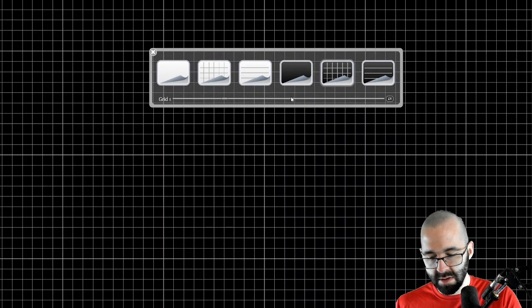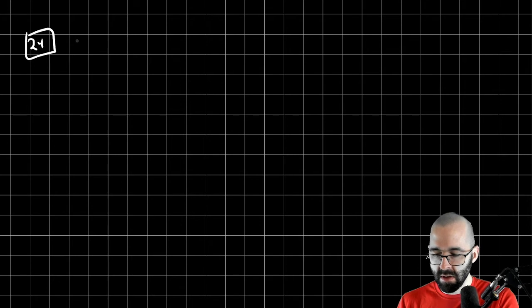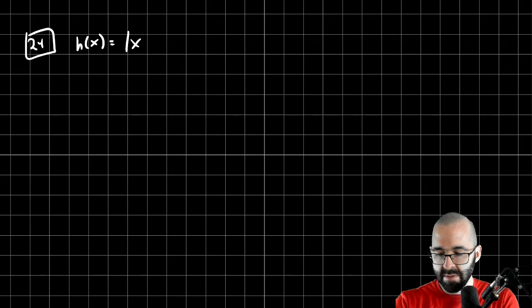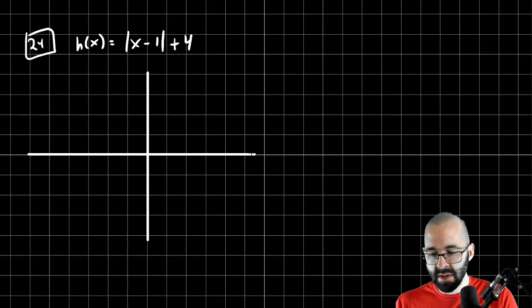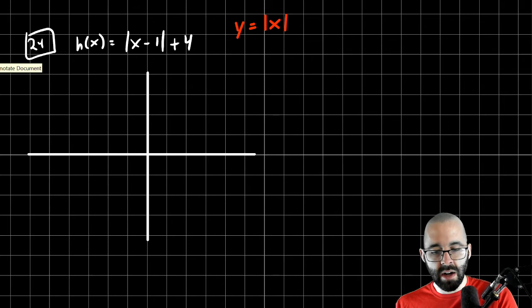Let's use, whoa, that's too small. All right, this is 28. H of x is the absolute value of x minus 1 plus 4. And then we want to graph both the original and the toolkit function. So the original, right? The toolkit function, the absolute value of x, right? That's a toolkit function that you should be familiar with at this point.